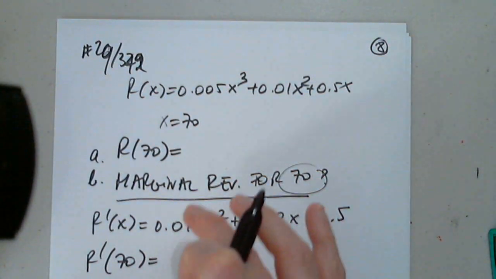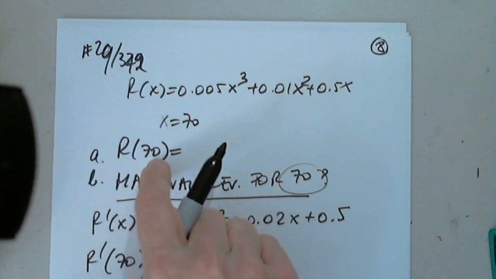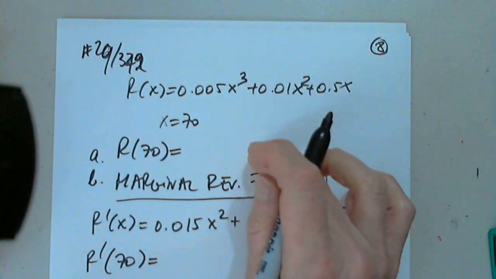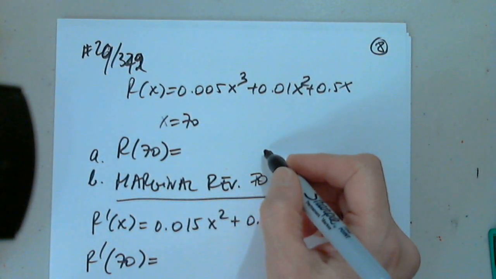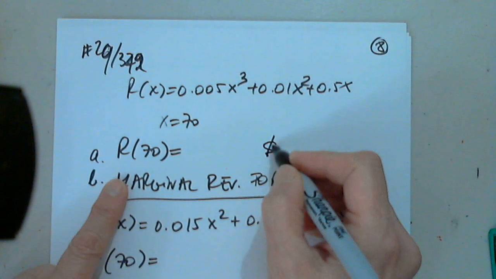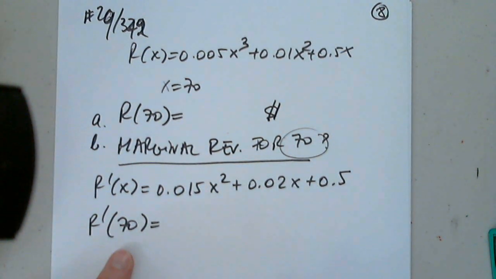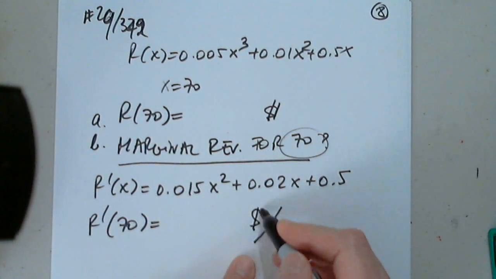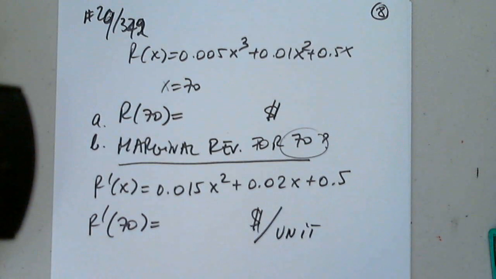Remember, these two have different measurement units. The revenue for 70 will have what measurement unit? Just dollars. Good. But the marginal revenue for 70 will have two measurement units. Dollars per unit. Very good. Awesome.